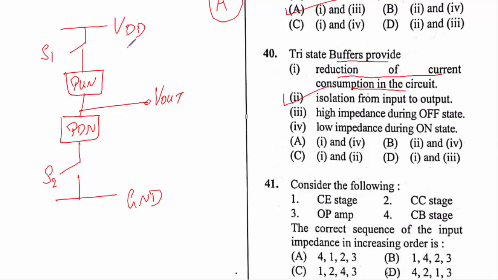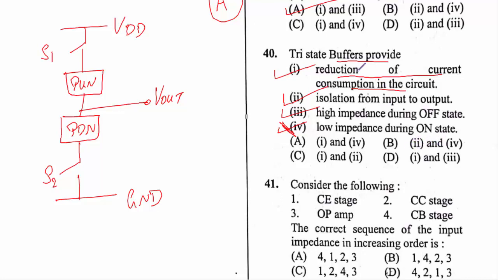Yes. Reduction of current consumption in the circuit. Yes, this statement is also a true statement. High impedance during off state. Yes, high impedance will be there during off state. Low impedance will be there during on state. Yes, low impedance also will be there during on state. But precisely if I am choosing, I should not choose low impedance during on state, because we are very much focused with respect to off state. You can opt for the better statements.